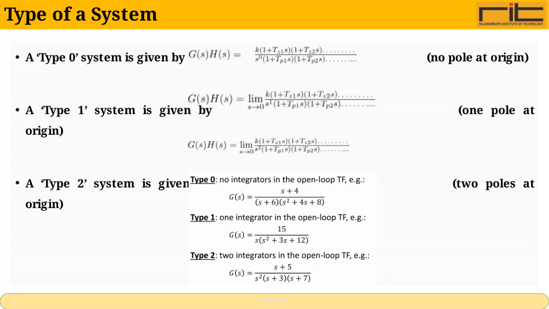origin. A type 0 system has no poles at the origin, which typically means it has a finite steady-state error for a step input. Then, a type 1 system has one pole at the origin. This configuration usually results in zero steady-state error for step inputs, but finite error for ramp inputs. Finally, a Type 2 system has two poles at the origin, allowing it to track both step and ramp inputs with zero steady-state error. Understanding these system types is crucial because it directly affects how well a system can follow different types of input signals without steady-state errors.